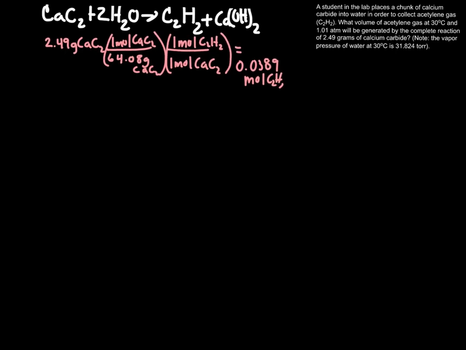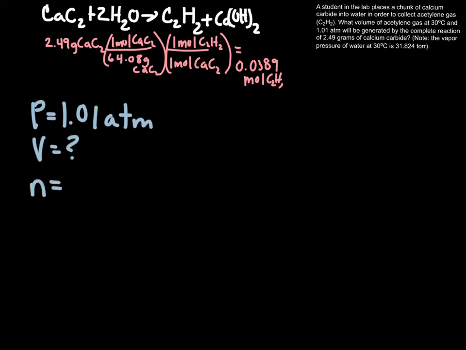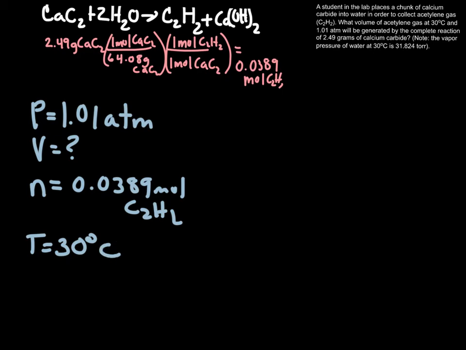Okay, so now we've got our N, and our stoichiometry is over. Now this problem becomes an ideal gas law problem. So we've got our pressure is 1.01 atm. The volume is what we're looking for. Our mole value we just calculated is 0.0389 moles of acetylene. And our temperature is 30 degrees. But now they're talking something about the vapor pressure of water. What in the world does that mean?